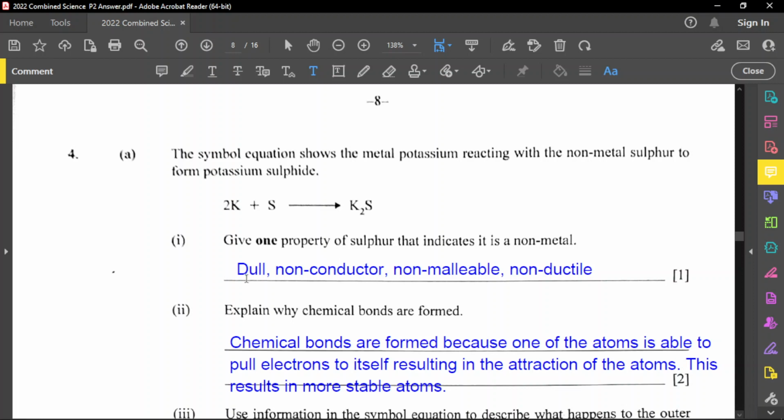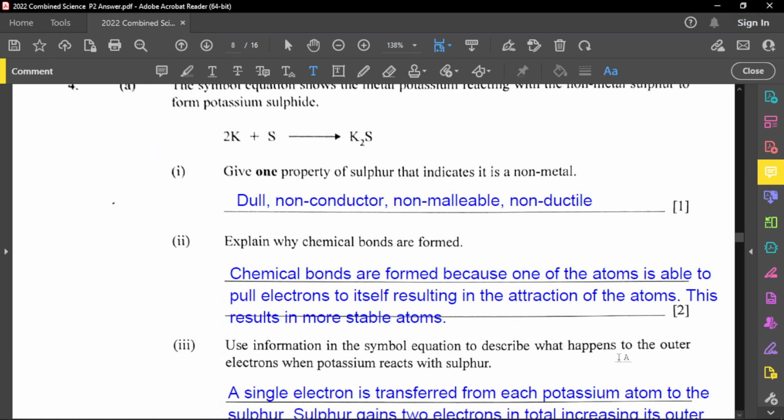Non-metals tend to be dull, they are non-conductors, they are not malleable, and they are not ductile. And remember what malleability means: they can be bent or beaten into shapes. Ductile means they can be drawn into wires. Now for part 2, it said explain why chemical bonds are formed.